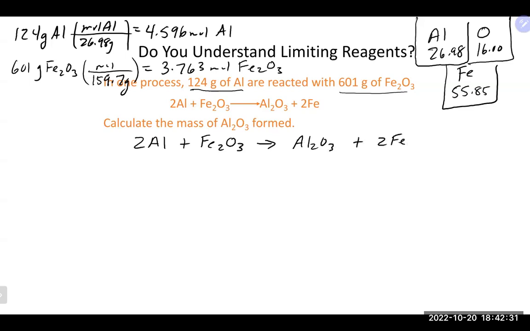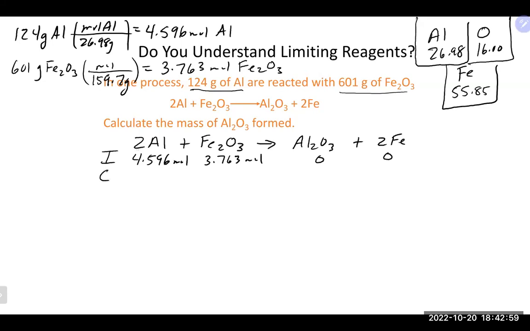All right, so remember here, initially, we're just going to put our moles in there. So our aluminum is 4.596 moles. Our iron 3 oxide is 3.763 moles. And again, it is safe to zero out initially everybody on the product side. Once again, we're going to lower our reactants, increase our products. So minus is on the left, plus is on the right.